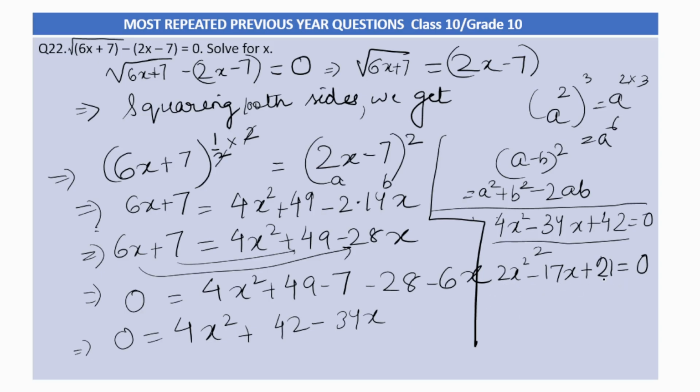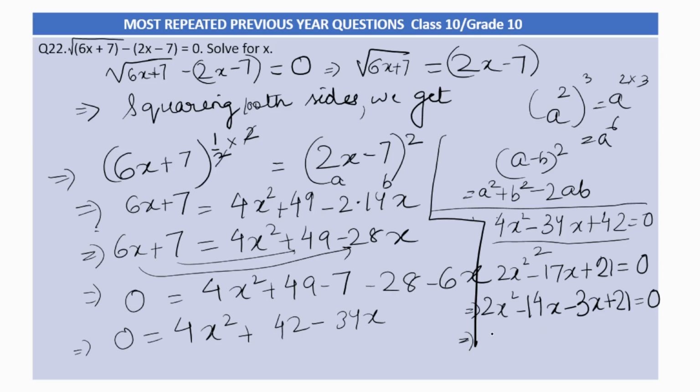If we multiply 21 and 2, it becomes 42. So we have to split this minus 17 in such a way that the product becomes 42. For that the terms will be minus 14x minus 3x, because if you multiply minus 14 with minus 3, what comes? 42. So splitting the middle term, it will become 2x² minus 14x minus 3x plus 21 is equal to 0.